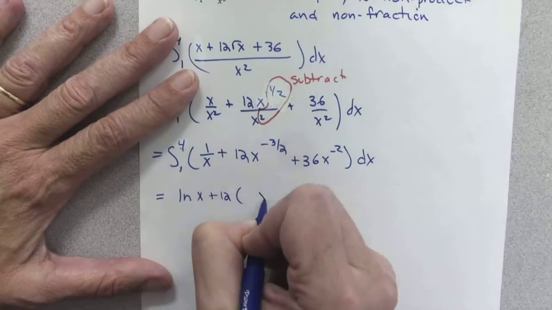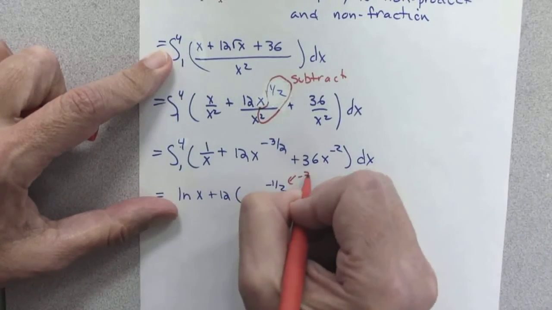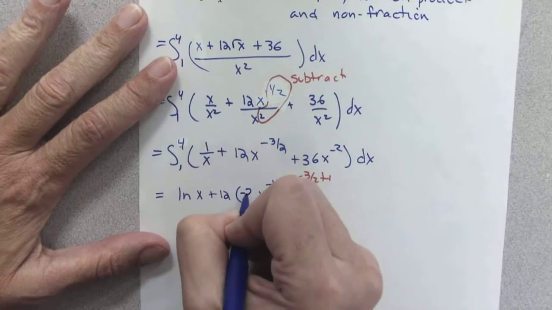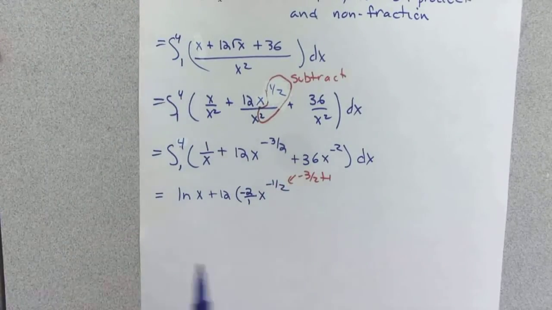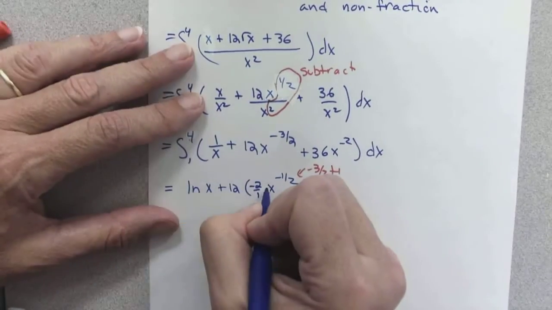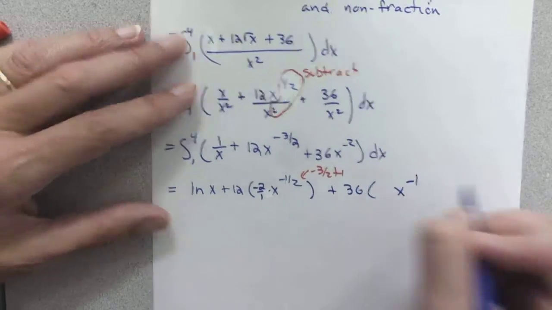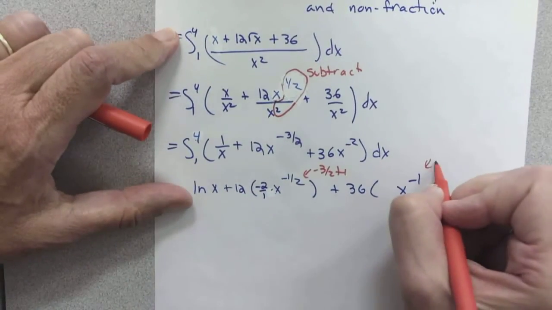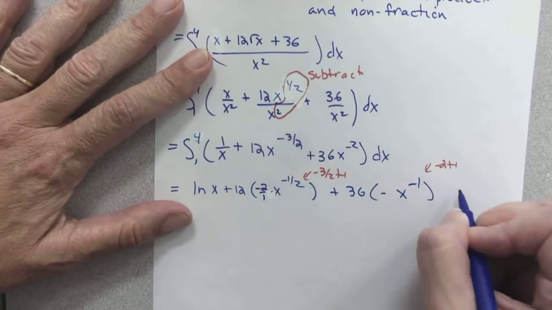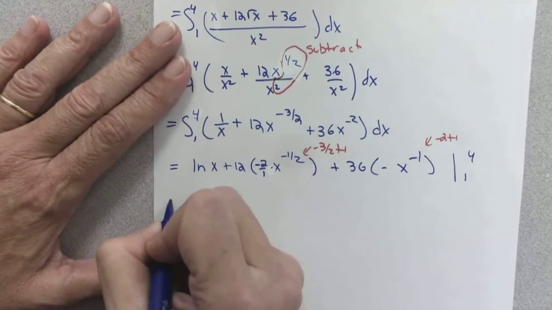Over here, increase the exponent by 1. So that's -3/2 plus 1. Multiply by the reciprocal of the new exponent. And same thing on the end. Increase the exponent by 1. Multiply by the reciprocal of the new exponent. Evaluate it from 1 to 4. And let's just clean that up a little bit.